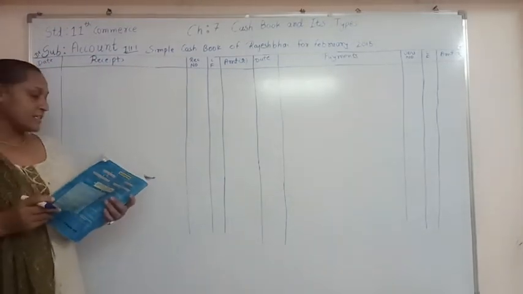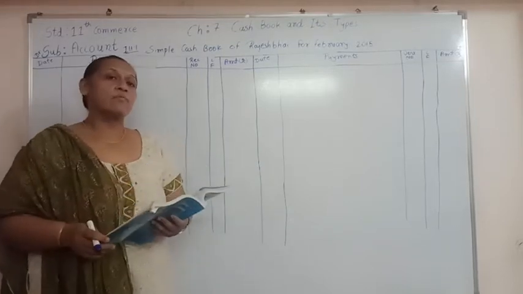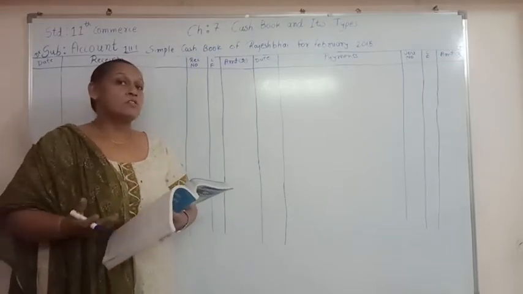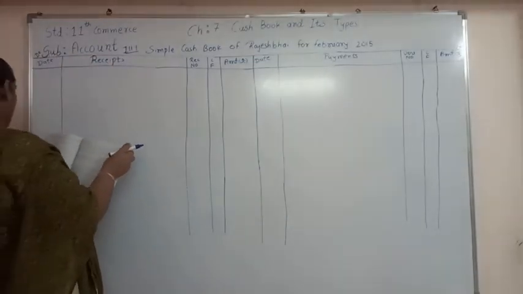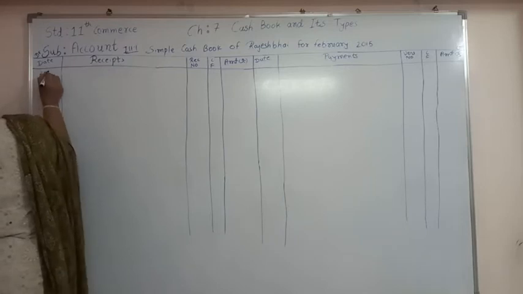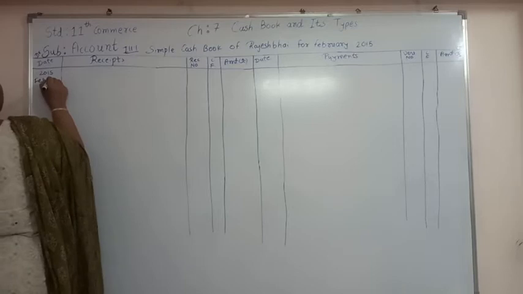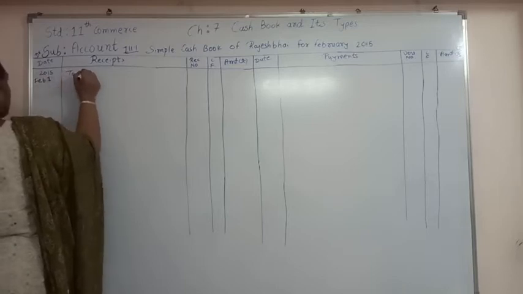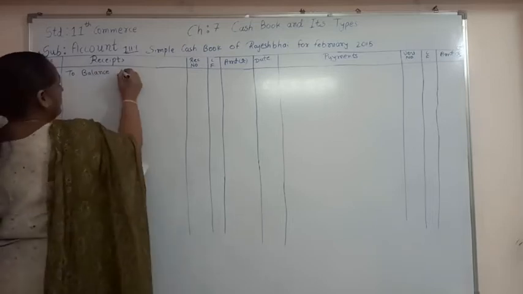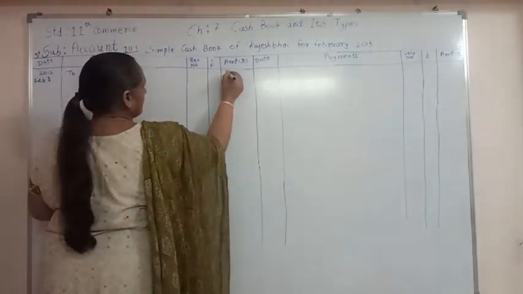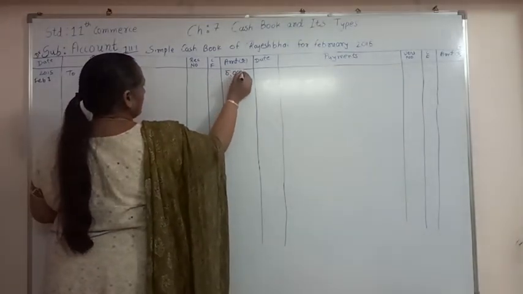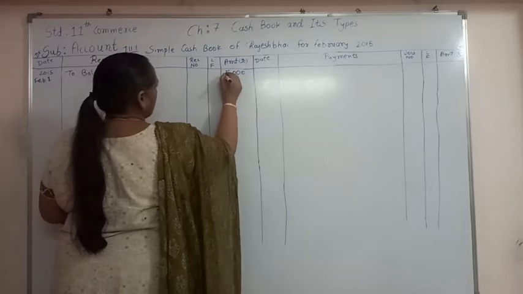Let's start the transactions. On 2015 February 1st, cash on hand. As we know, cash we are supposed to write on the debit side. So we are going to write down 2015 February 1st, to balance brought down. That will be 5,000, which we write on the debit side.